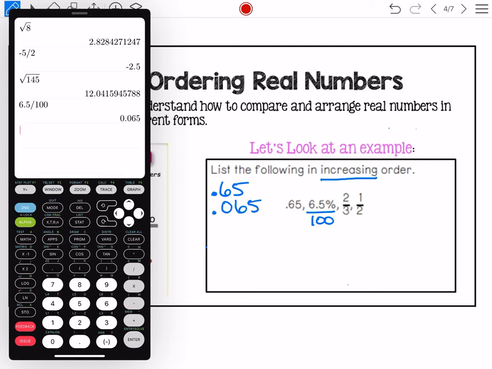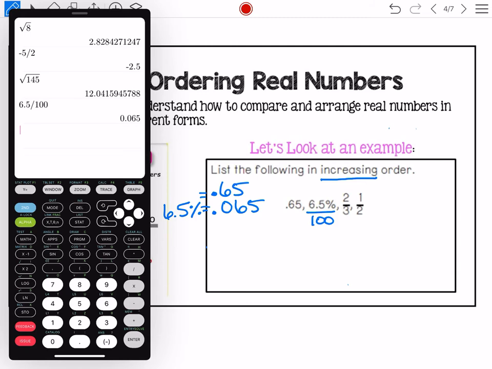So we're going to put that here. And again, this is representing 6 5/10%. If you notice, I'm taking my time to line up my decimals so that I can clearly see which ones are greater, which ones are smaller. So when I'm putting them in order, it makes it a little easier.